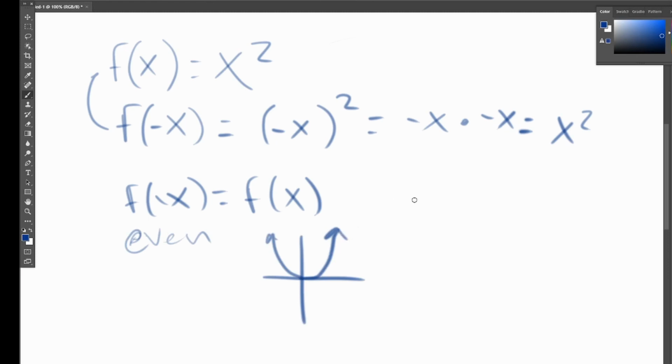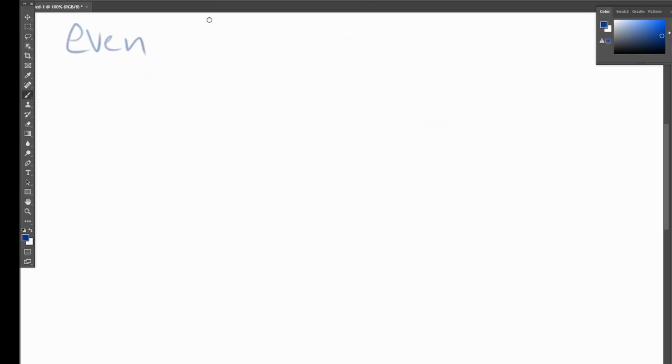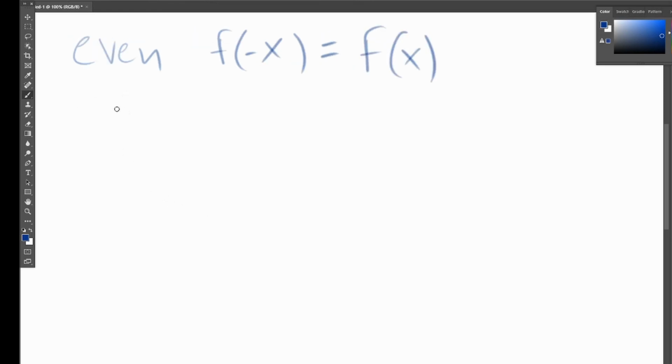And if you want to try it out with numbers, then you can try f of 2, and that's 2 squared, which is 4, and f of negative 2 will give you negative 2 squared, which is also 4. So if the function is even, then when we take the f of negative x, we'll just get the original function. So let's try another one here.